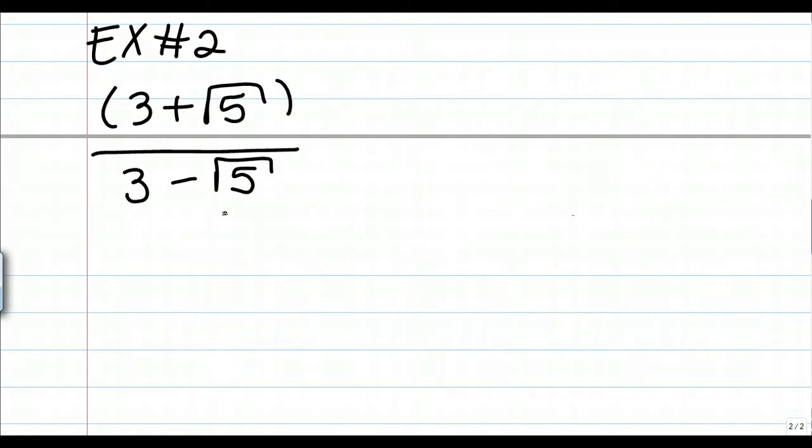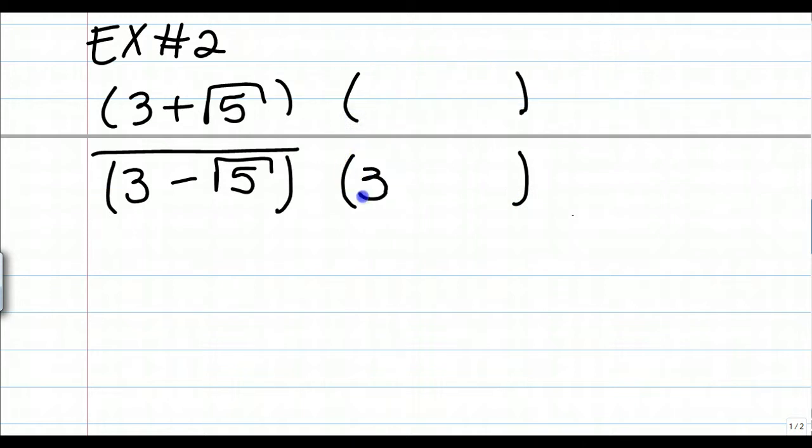And so you normally multiply by radical 5 to the top and the bottom to get rid of it. However, it's connected by this minus sign, so you have to think of it as the whole thing together. So what you do is you multiply by what's called the conjugate. And the conjugate is just exactly the same thing that's on the bottom, but you're going to change the signs.